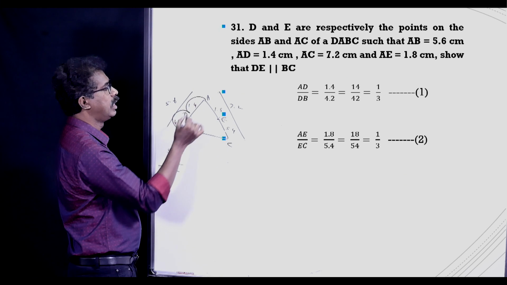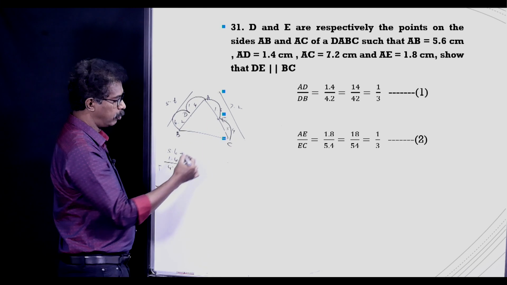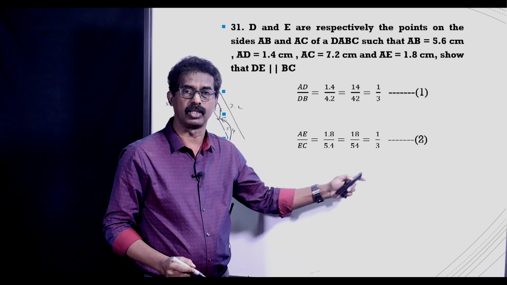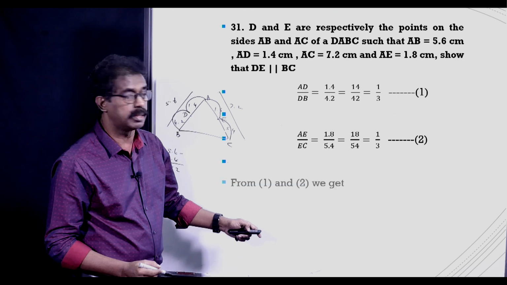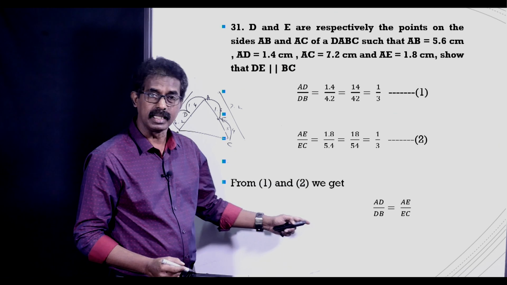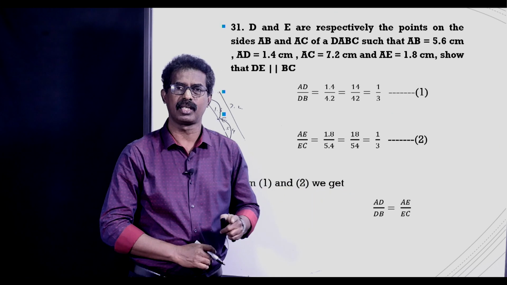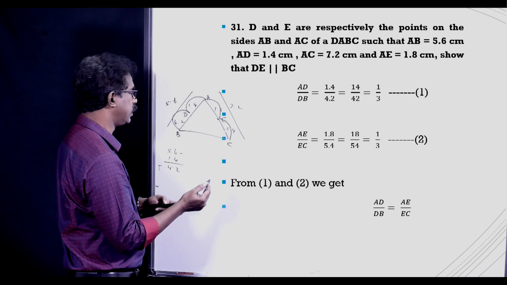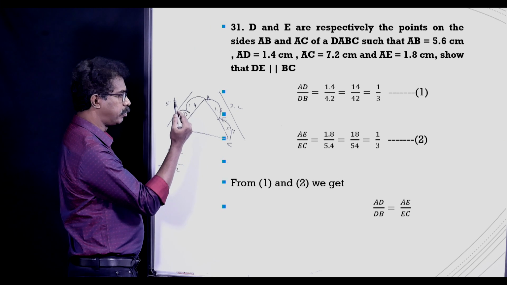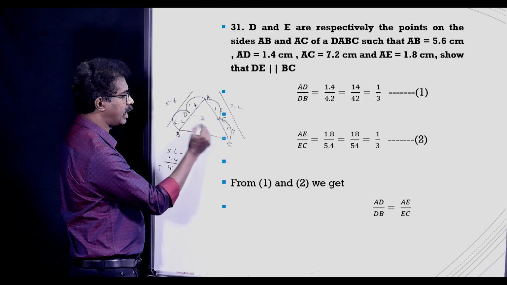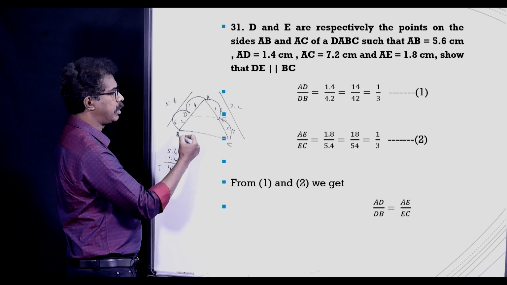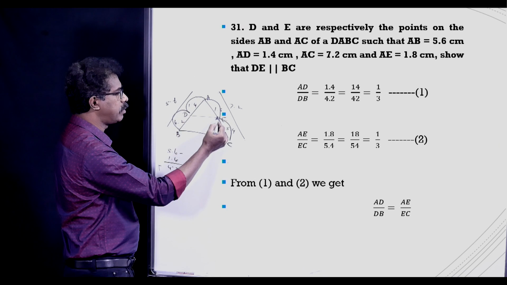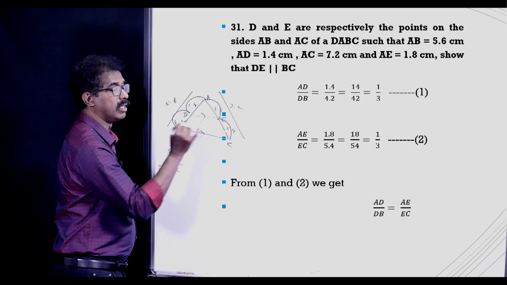AD by DB and AE by EC, both the values you are calculating. In both the cases, you are getting the answer as 1 by 3. So from 1 and 2, AD by DB is equal to AE by EC. So which theorem can you tell me? Converse of BPT, right? Converse of BPT, basic proportionality theorem. Basic proportionality theorem says if the two lines are parallel, then AD by DB equals AE by EC. What is the converse? If AD by DB equals AE by EC, then the two lines will be parallel.